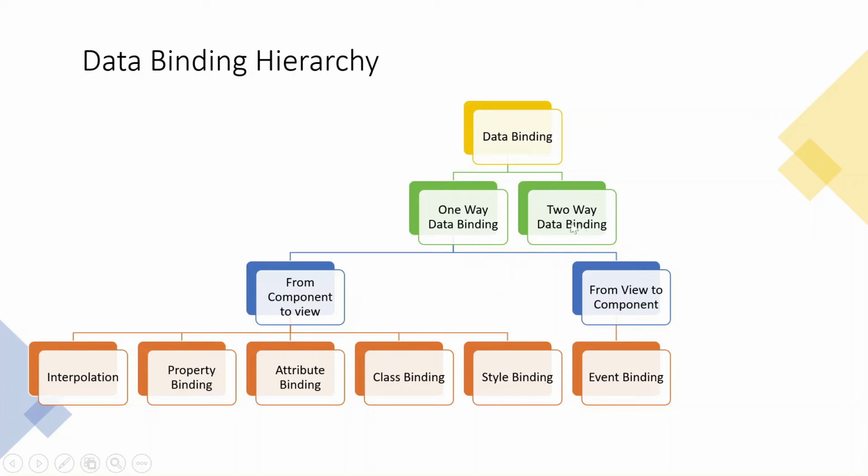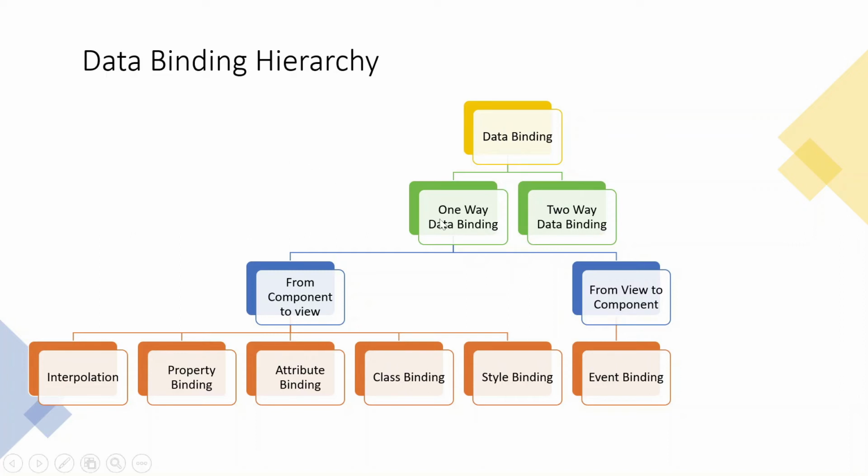Second one is two-way data binding. Two-way data binding, we want to bind the data from component to the HTML DOM and then HTML DOM to component. So that's what two-way data binding is. You don't need to bother about how we can implement it, because in the upcoming videos we will see one by one what is these bindings and how we can implement it. Let's just focus on the hierarchy tree.